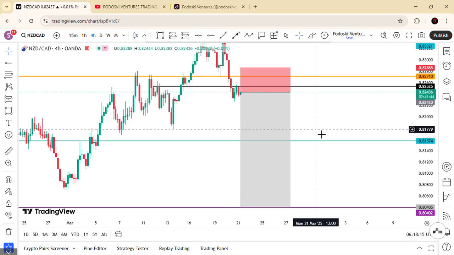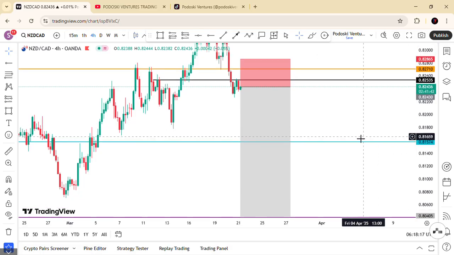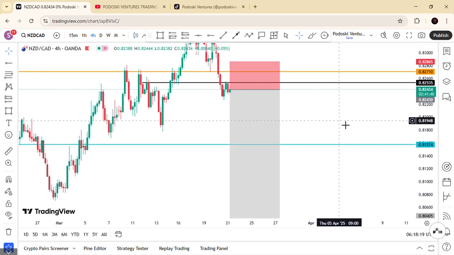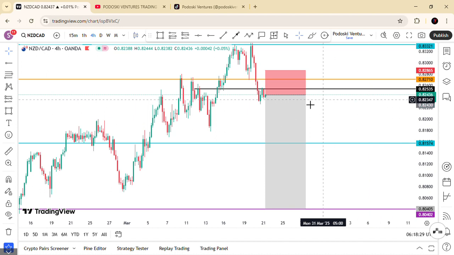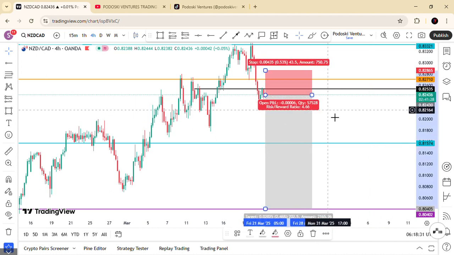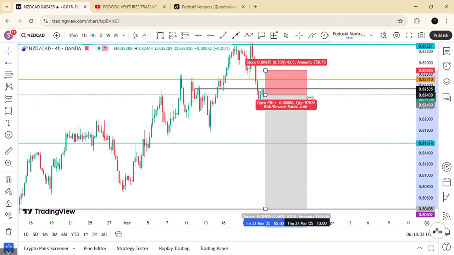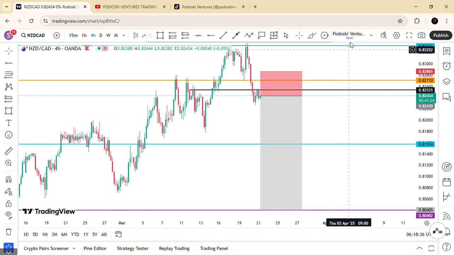This is my setup on NZDCAD. So if this week's candle closes nicely for us, then next week we are going to see a massive drop on this pair. So yeah, this is my first trade.